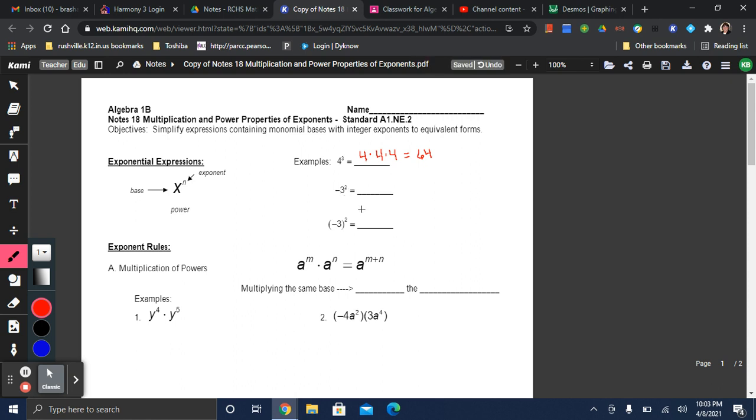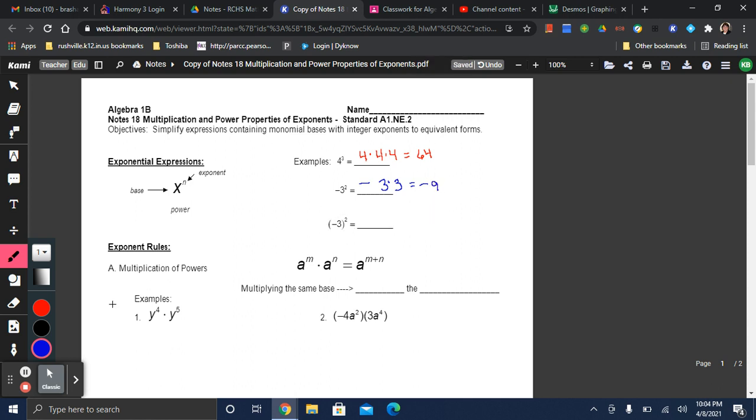Now, negatives with exponents work like this. If you have a negative outside of an exponential expression, then the negative will stay, and your base, which in this case is the 3, will be multiplied by itself the exponent number of times, so 2 times. And that means my negative that is outside the parentheses will be in my answer, -9.